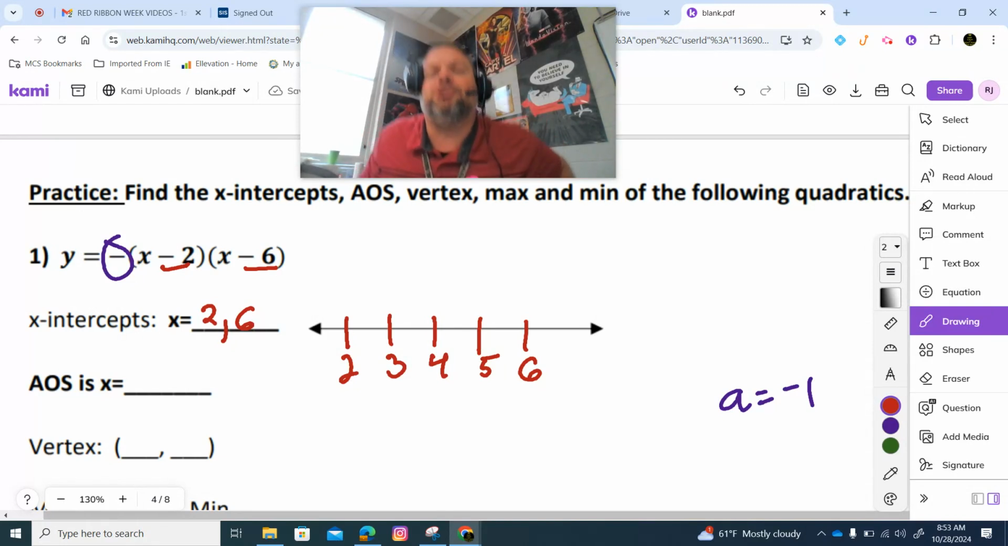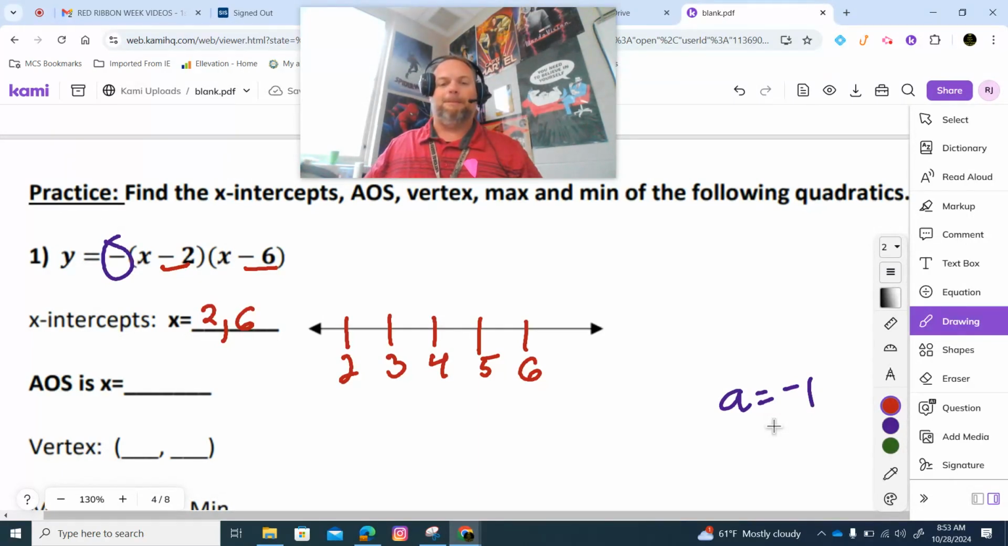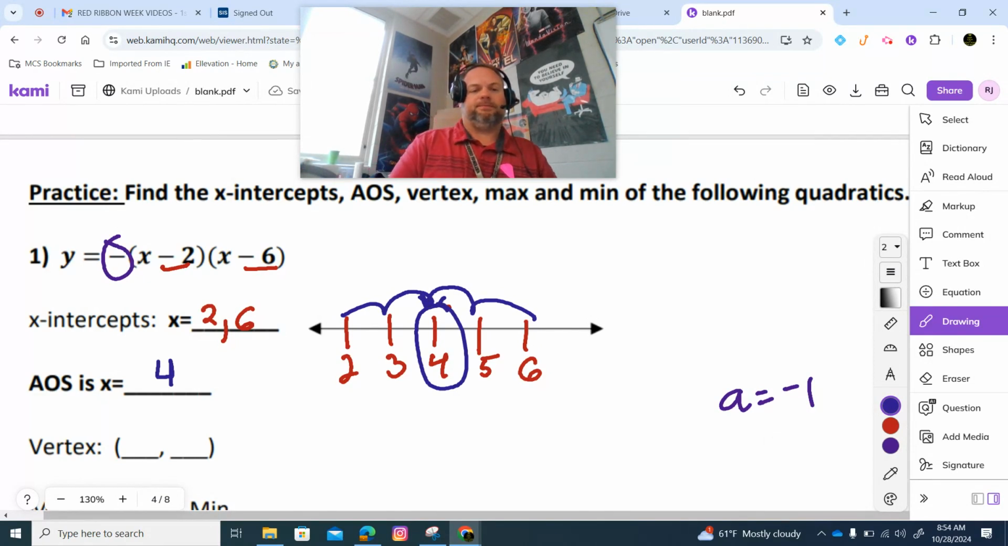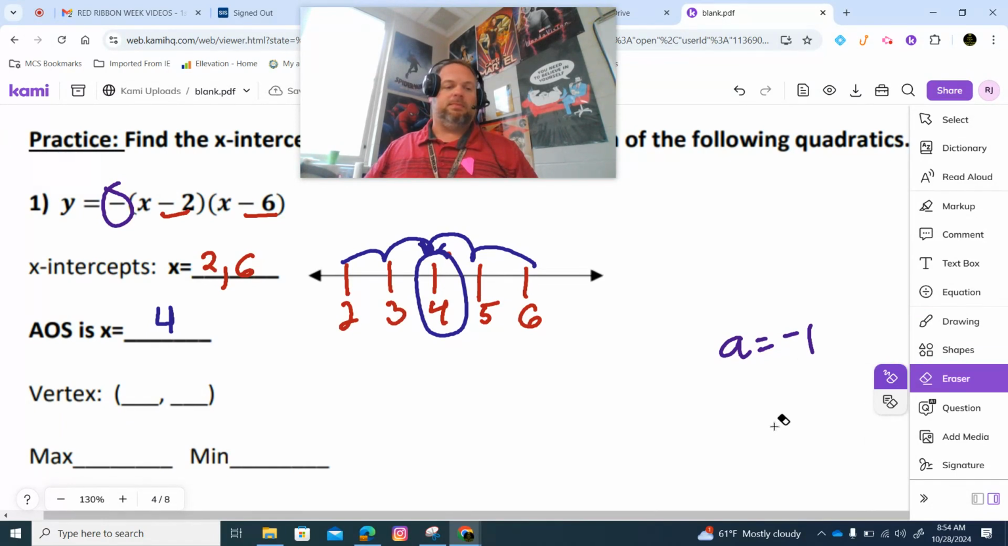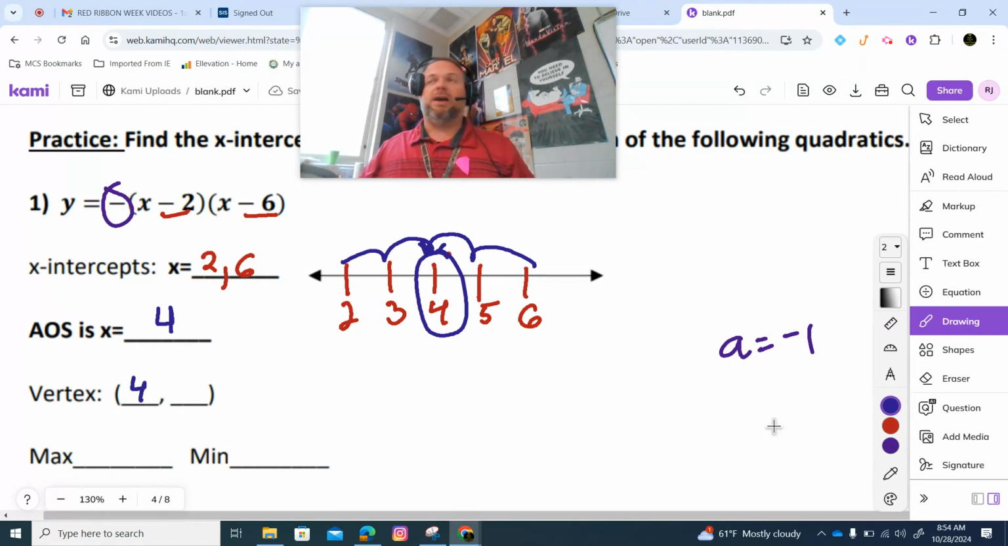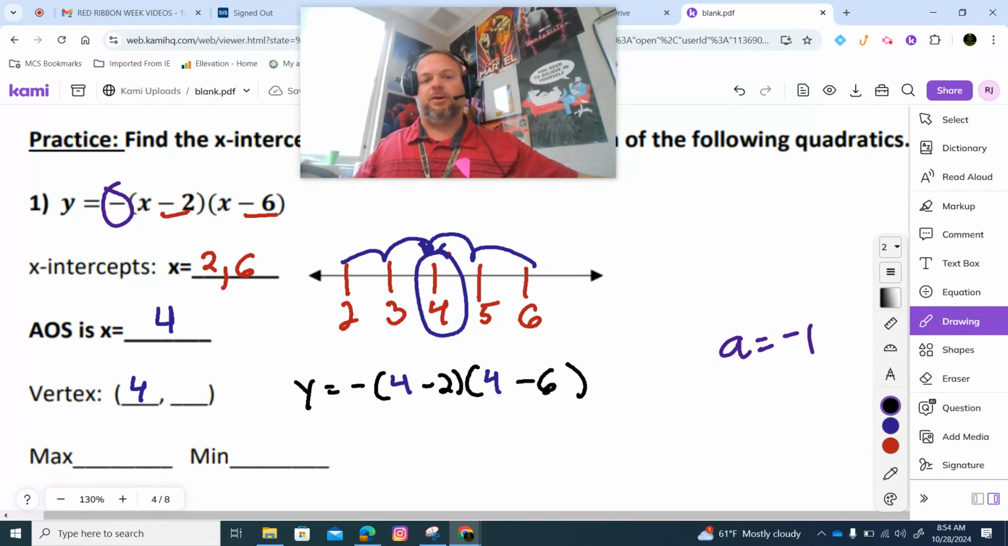All right, so back to actually our lesson. So we're finding the AOS. What number is exactly in the middle? 4. All right, I could actually write my 4 right here. The reason why is because I'm going to have to plug it in everywhere I see X, to get my y value for my vertex.